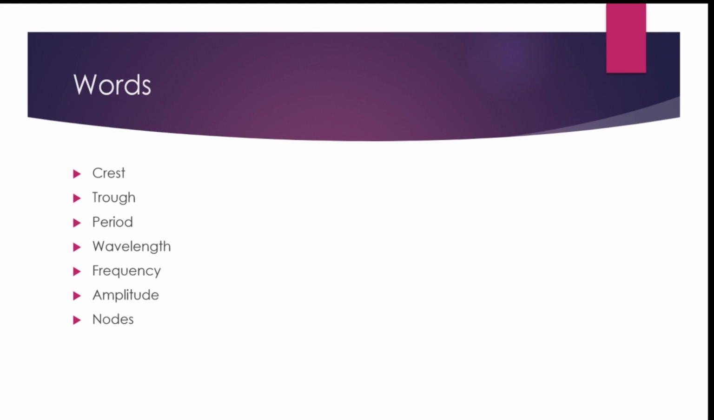Wavelength is the length of one wave from crest to crest or from trough to trough, and it's measured in meters. We have frequency, and frequency is the opposite of period. Instead of counting how many seconds it takes one wave to go past, frequency is how many waves go past in 1 second. So once again, we're looking at 1 point, and if we start a stopwatch for 1 second, how many waves pass that point per second? That's measured in hertz. Hertz means waves per second.